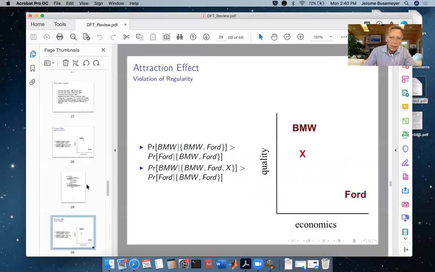So now let's take another effect. This is the attraction effect, and it is going to demonstrate another important property. Okay, so we have our quality and economy space again. Let's say in a binary choice, we've got BMW and Ford. And suppose, once again, like before, the BMW is a little more popular, chosen more frequently, so it has probably 0.6 of being chosen over the Ford.